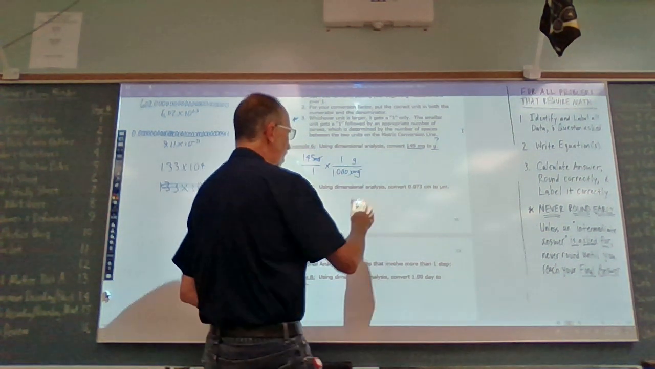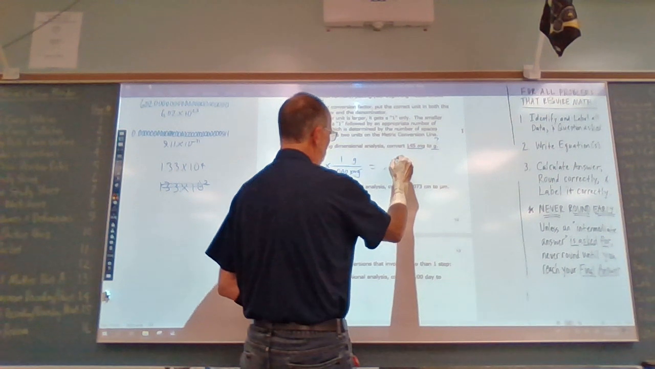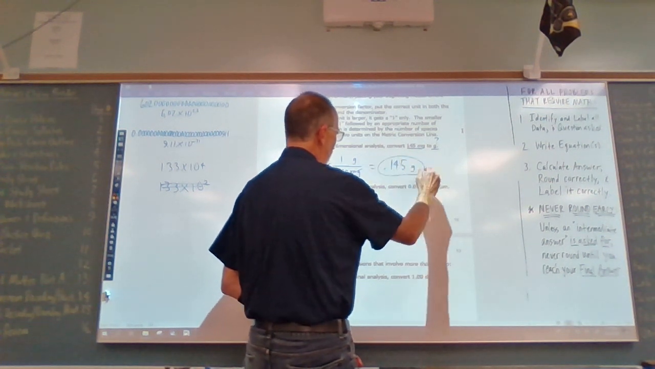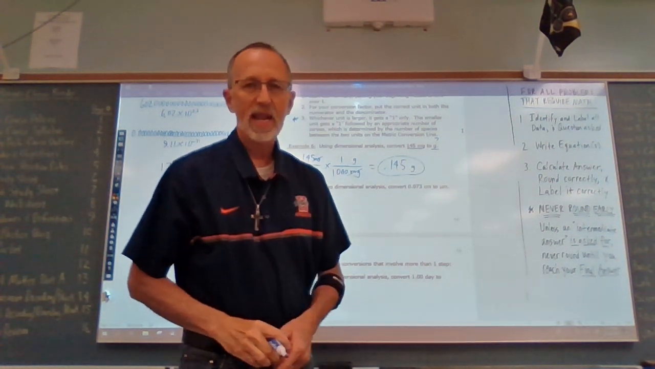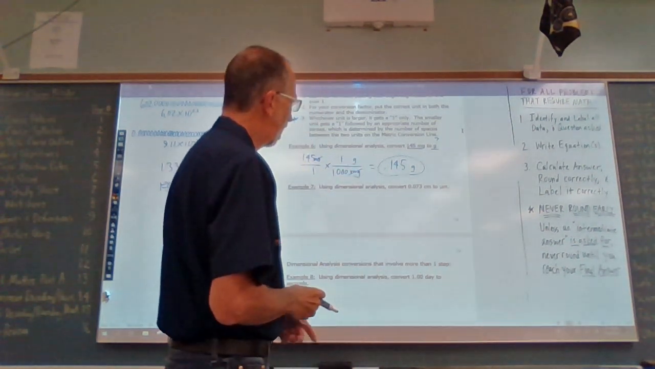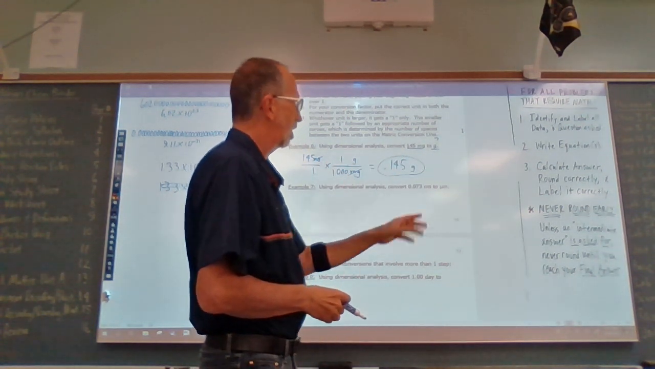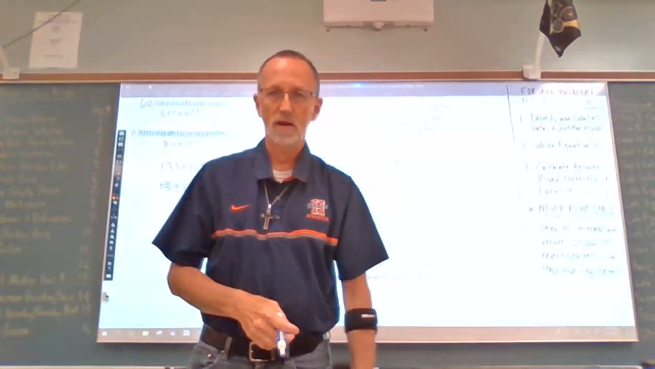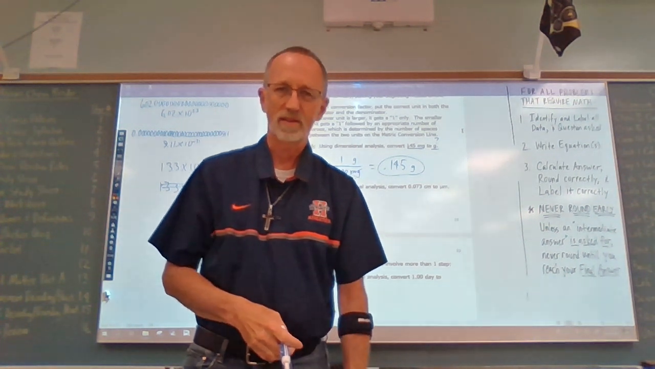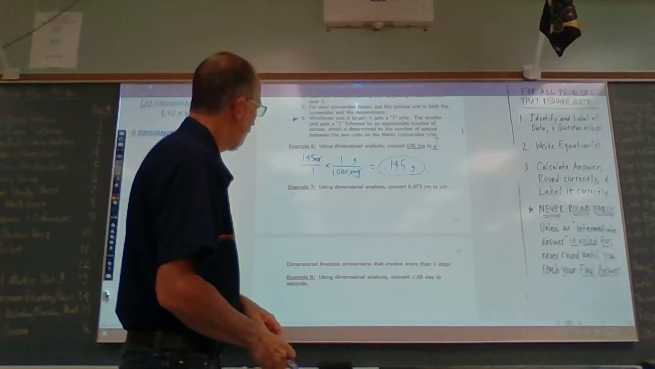Okay? 145 divided by 1,000 is 0.145 grams. Okay? And had you said, well, if I'd just moved the decimal 3 places to the left, milligram to gram, I'd have got the same answer. You're right. You should get the same answer. But I want you to see how to do it this way. Okay? Because you'll need it.